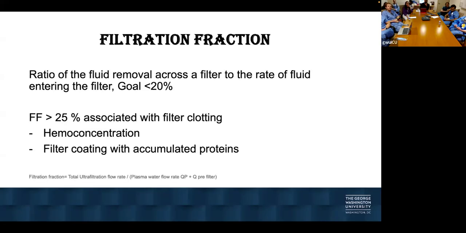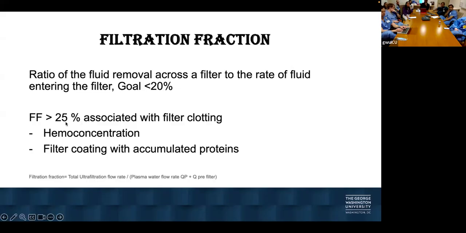So filtration fraction is a concept that is basically whatever goes into that filter. If you remove too much of it, you're going to make the blood concentrated, and that filter will clot. So the higher the UF, the higher the clotting problem. So if you're having clotting problems, you better dial down the UF as much as possible. The other thing is, if you're doing hemofiltration, a lot of that fluid will go through those small pores and will clog the pores. So it's important to look at the filtration fraction.